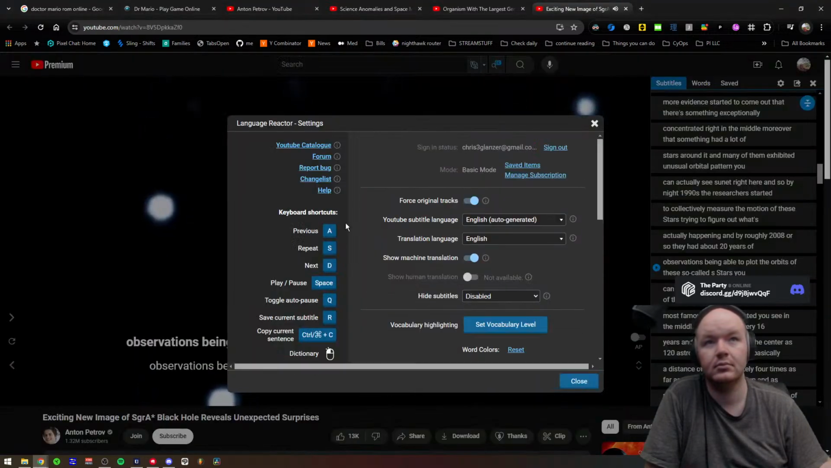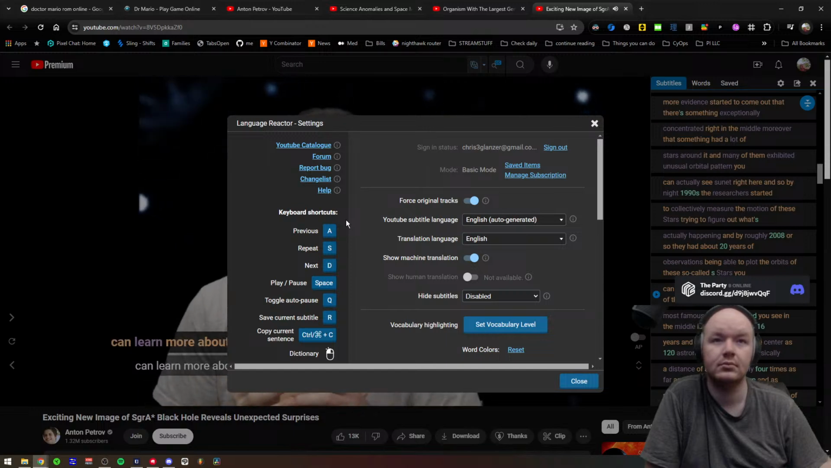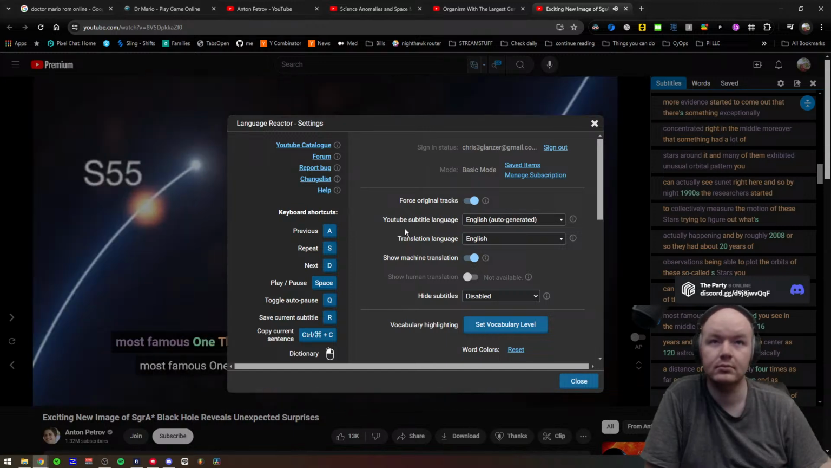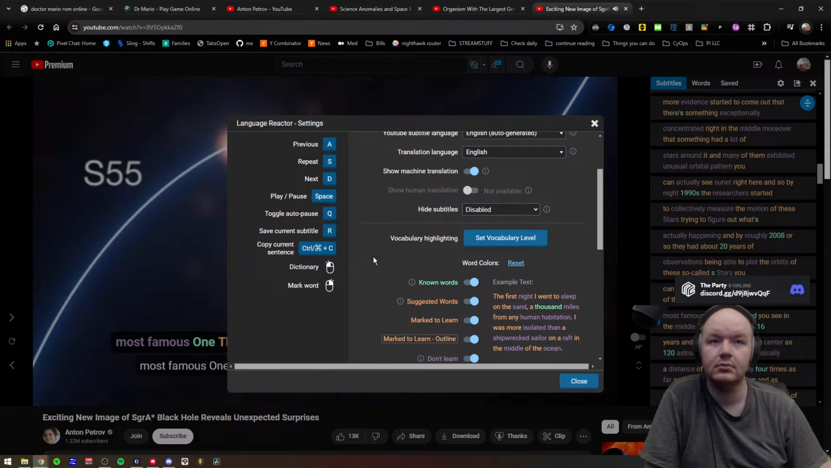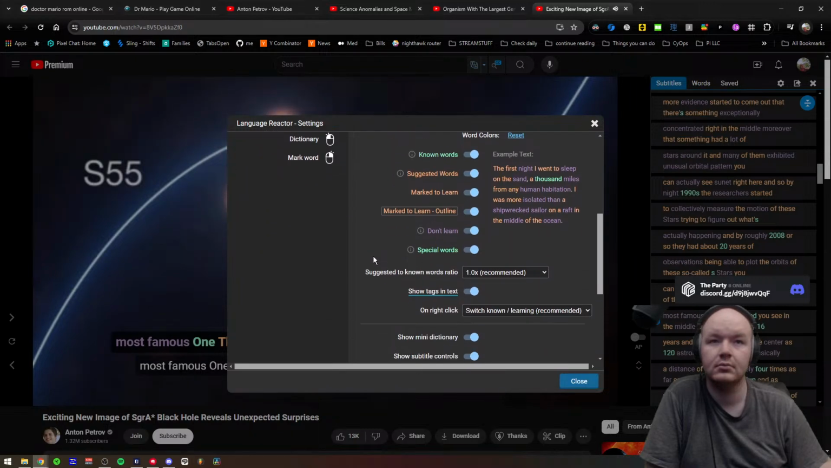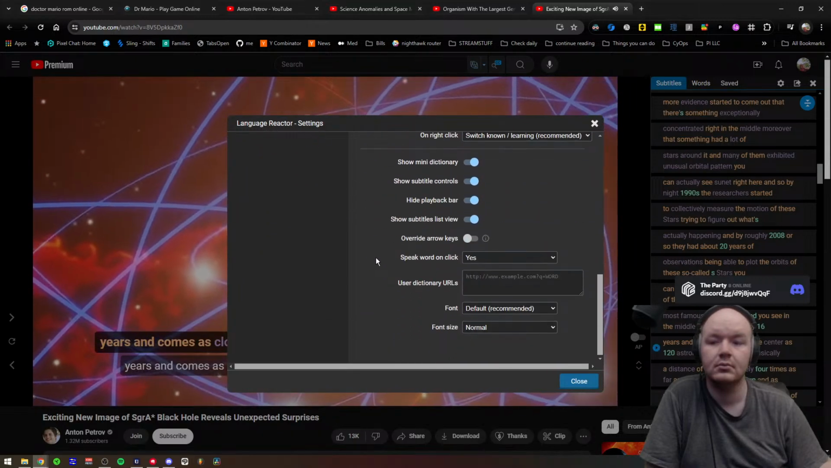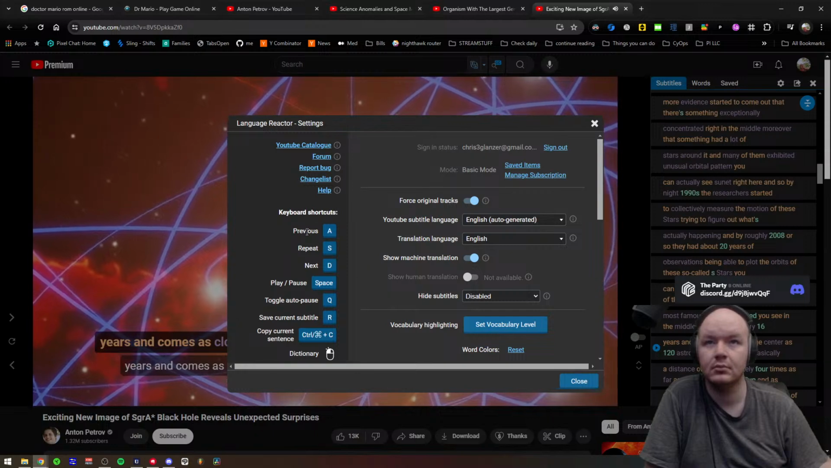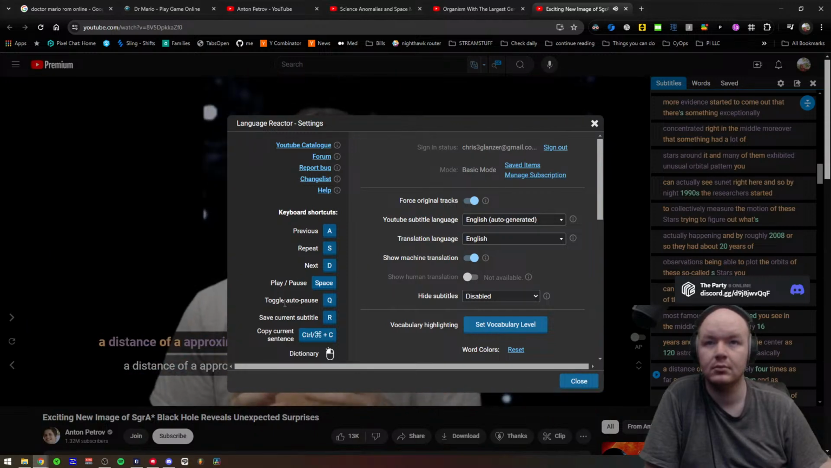orbits of these so-called S stars. You can learn more about these stars in some of the videos in the description. The most famous one, the one that you see in the middle, is S2. It orbits every 16 years and comes as close to the center as 120 astronomical units away, basically a distance of approximately 4 times as far as Neptune is from the Sun.